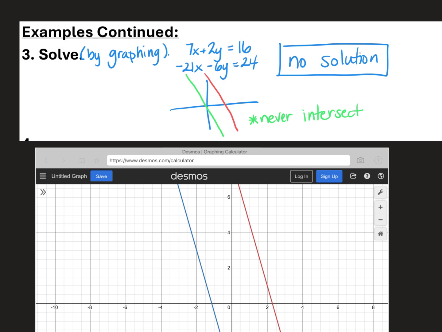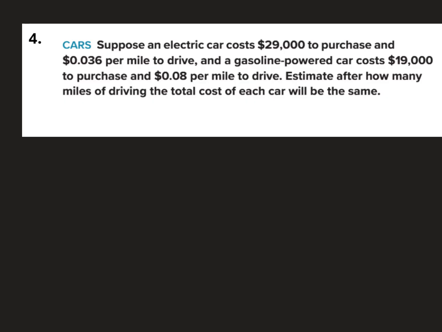Moving on to example 4. Suppose an electric car cost $29,000 to purchase and almost 4 cents per mile to drive. And a gasoline-powered car costs $19,000 to purchase and 8 cents per mile to drive. Estimate after how many miles of driving the total cost of each car will be the same, which is the point of intersection. So we will do this by graphing.